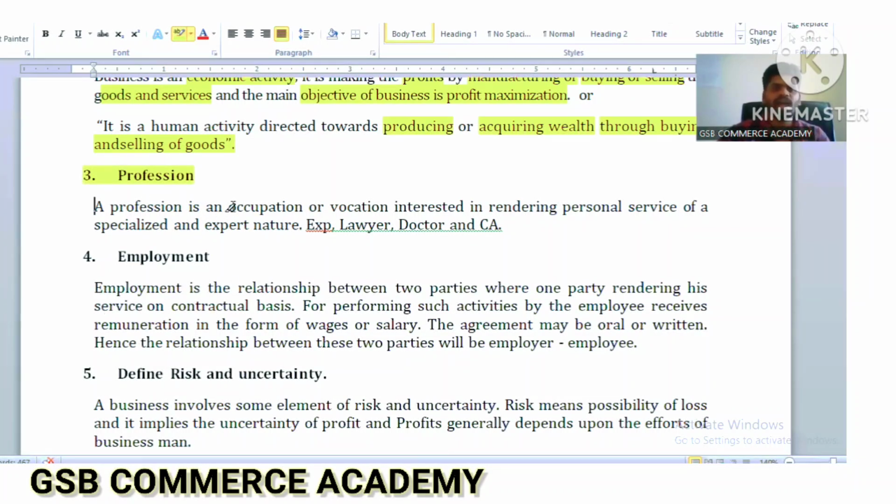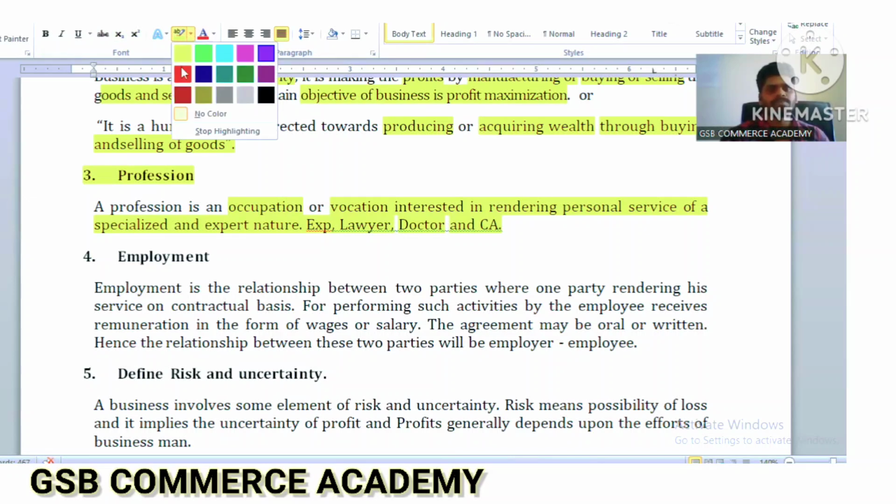Profession is an occupation or vocation involving the rendering of personal service of a specialized and expert nature. In simple terms, a professional is a person with specialized knowledge, talents or skills rendering personal services in a specialized field. For example, a lawyer, a doctor, and a chartered accountant are professions in India. This is the second type of economic activity.